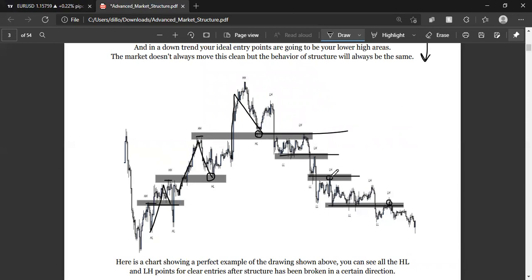All of these entries that you can get in bearish order flow, right? After you start seeing structure break to the downside here, you know that you're then looking for sells, right? We're looking for sells in a downtrend market. When bearish order flow is occurring, we're looking for sells. When bullish order flow is occurring, we're looking for buys.